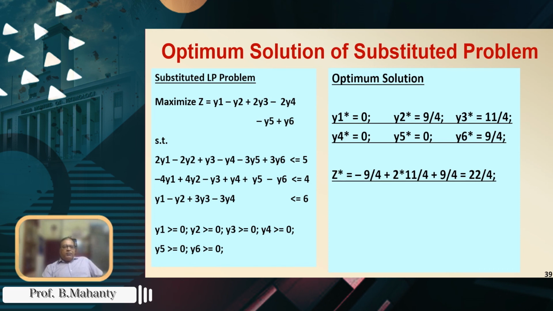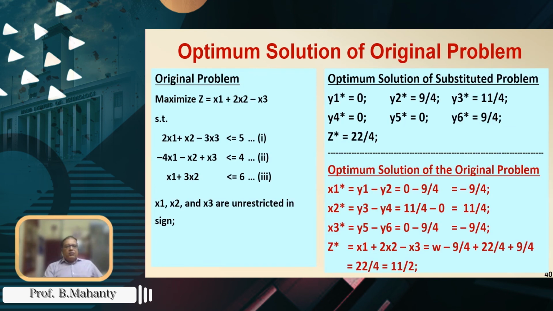So we got the optimum solution, but nevertheless, there is a problem. This is not the solution that we want. We want the solution of the original problem. So x1 should be y1 minus y2, x2 should be y3 minus y4, and x3 should be y5 minus y6. So that transformation has to be worked out. When we look at that transformation, we compute x1 as minus 9 by 4, x2 as 11 by 4, and x3 as minus 9 by 4.